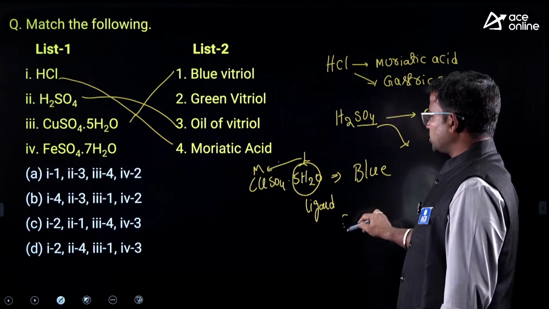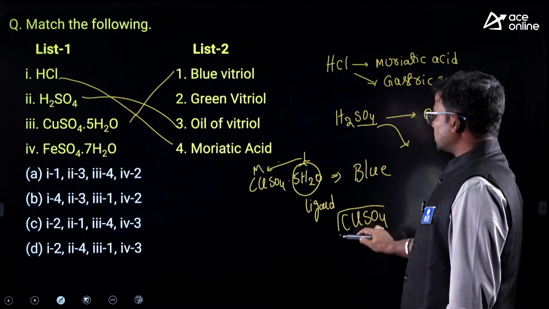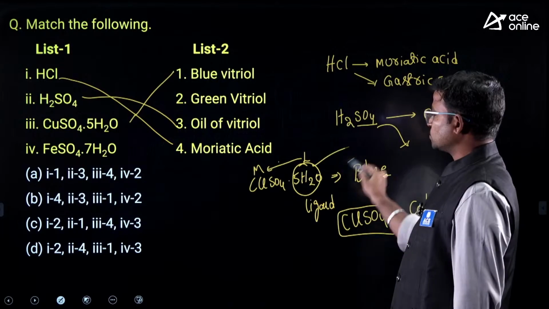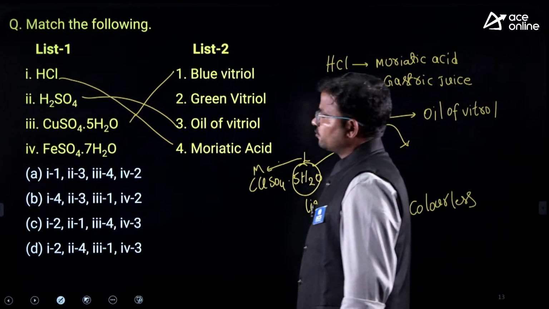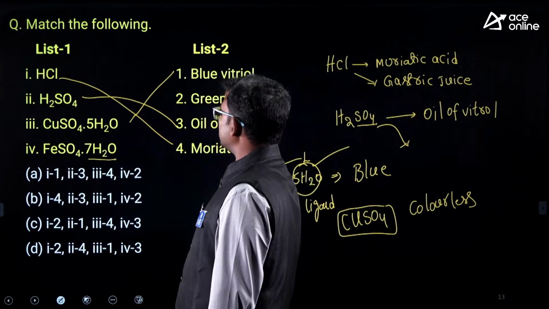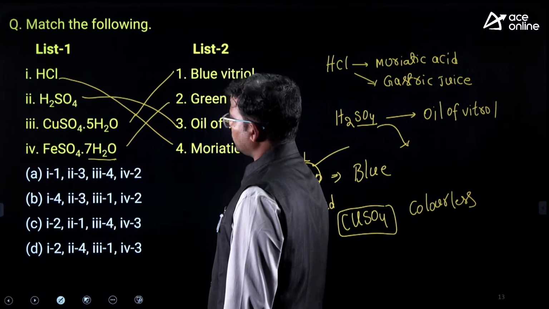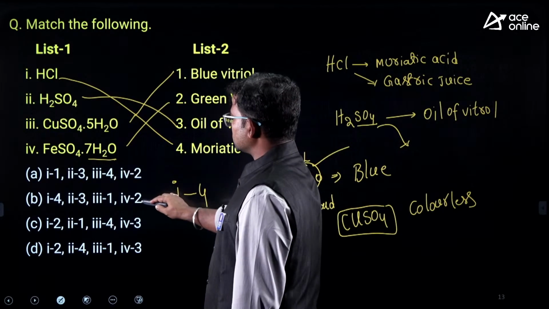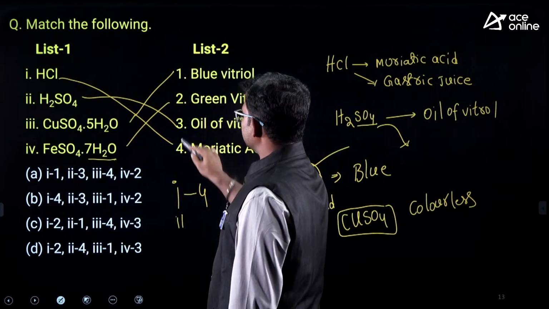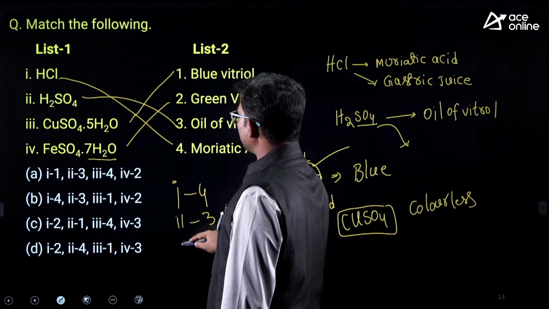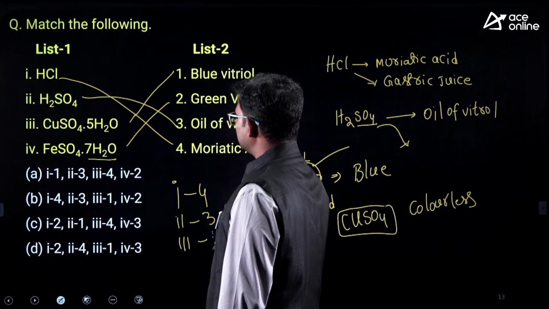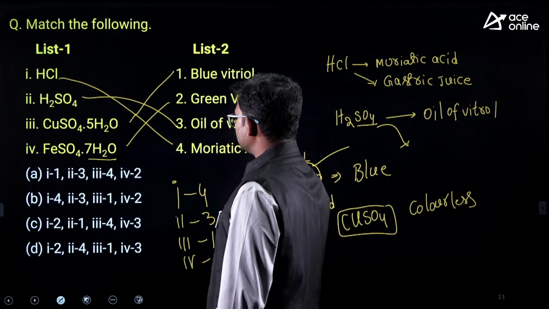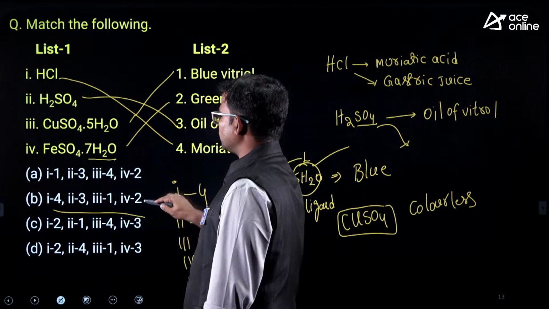Without water molecules, what do we have? Copper sulfate. What is the color of anhydrous copper sulfate? Colorless. That is the beauty of the existence of water. Next one, ferrous sulfate. Here it has 7 water molecules. This is called green vitriol. So the matching is 4, 3, 1, 2. Option B is the right answer.